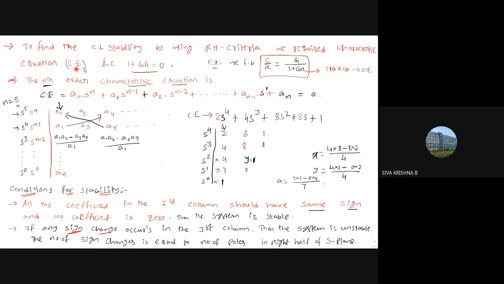That is what CE is. The denominator of the closed loop transfer function, if you make that equal to 0, that is nothing but the characteristic equation, CE in short form. So let us consider some nth order equation like this. If n is even, it will start from even power terms, and if n is odd, it will start from odd power terms like this.